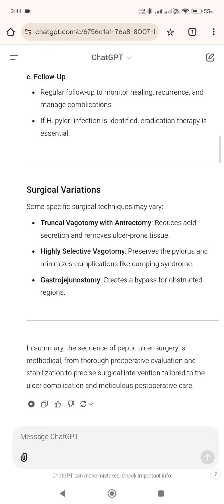In summary, the sequence of peptic ulcer surgery is methodical, from thorough preoperative evaluation and stabilization to precise surgical intervention tailored to the ulcer complication and meticulous postoperative care.